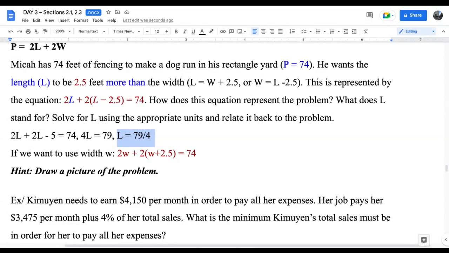Anyone has any questions? We can also use the W to solve the equation, right? Because W equals L minus 2.5, so L equals W plus 2.5. 2W plus 2 times length, where the length is W plus 2.5, equals 74. So when we solve, we would get the width. Once we have width, we can solve for the length.